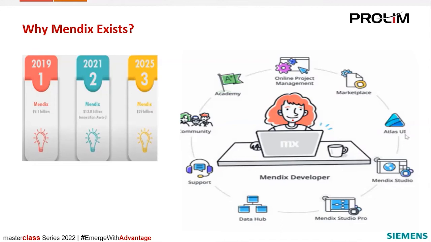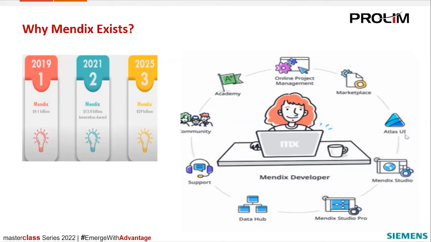In Mendix, everything is present inside itself, so that is the reason people use Mendix: in one shot we have all kinds of support. That is what the Academy shows, the overall support present inside Mendix itself. You don't need to go anywhere else in search of something. We have everything present inside Mendix.